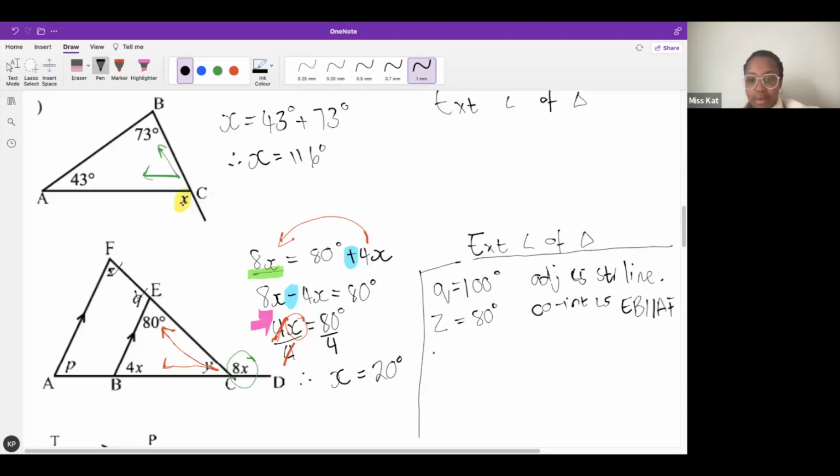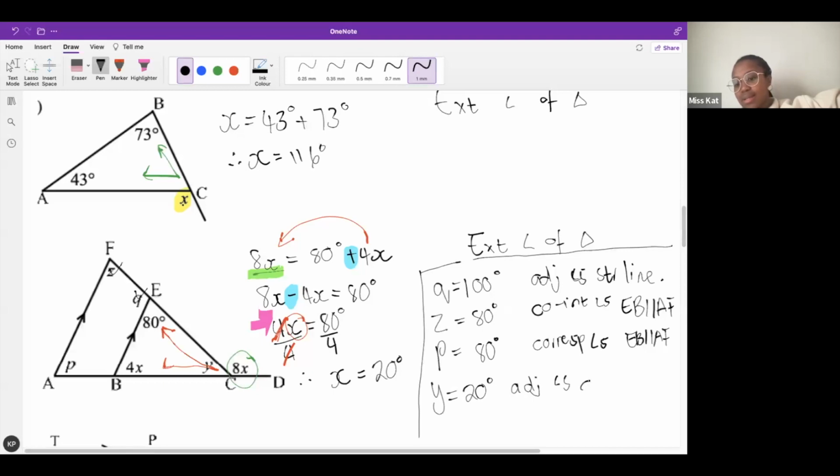For P, I got 80, ma'am, because if you say 4 times 20, you get 80. And I got corresponding angles. Yes, corresponding angles. Again, EB is parallel to AF. And the last one, take us home with Y. Ma'am, for Y, I got 20 because of adjacent angles on a straight line.